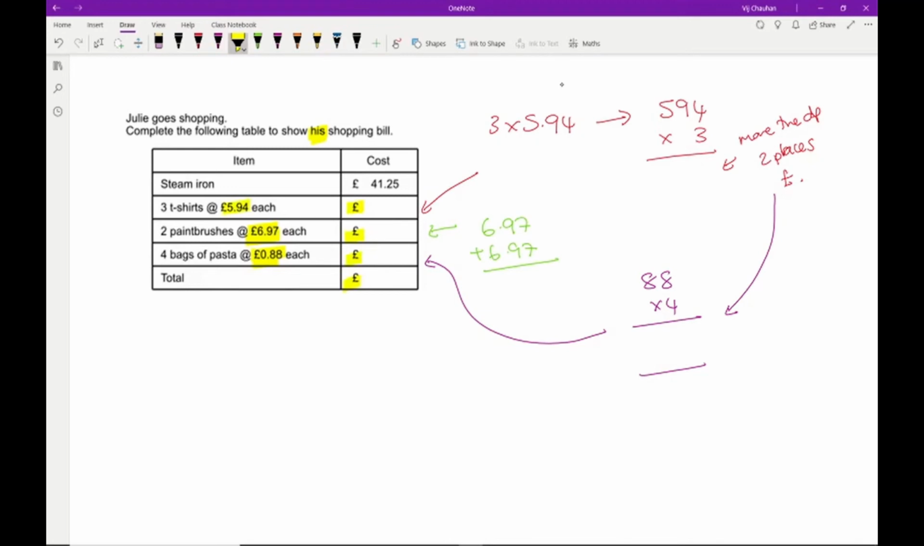So the total cost for 3 t-shirts is going to be 3 times £5.94, which gives us a total price of £17 and 82 pence. For 2 paintbrushes at £6.97, that's going to come up to a total of £13 and 94 pence. For the bags of pasta, it's going to be 4 times 0.88, which is £3.52.